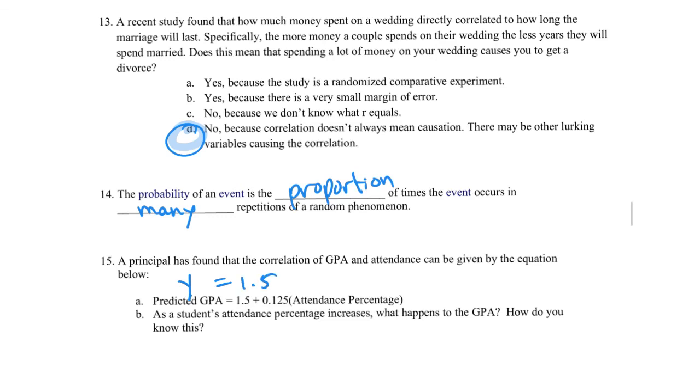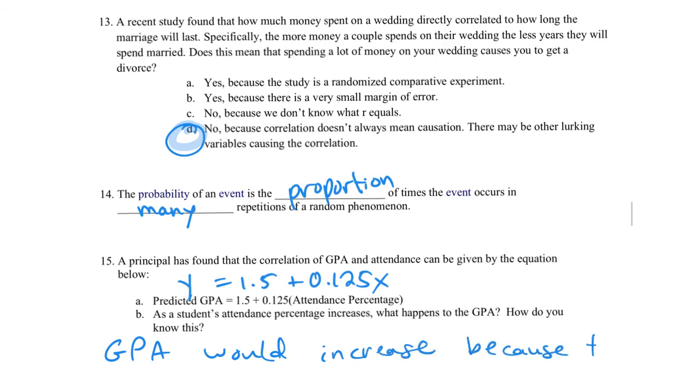So look at what I'm writing up here. That's kind of like our equation. And so we see our slope would be the 0.125, our y-intercept would be 1.5. And the x value is the attendance percentage. So they want to know as a student's attendance percentage increases, what happens to the GPA? And how do we know this? Because our slope is positive, GPA would increase because the slope is positive.